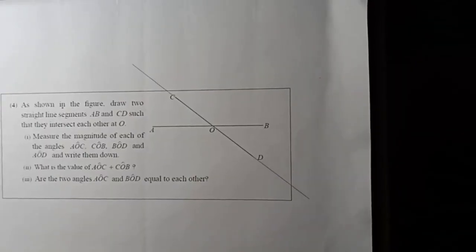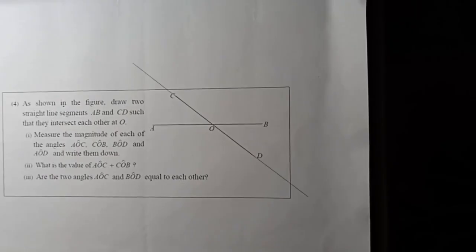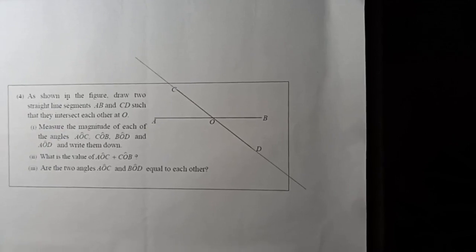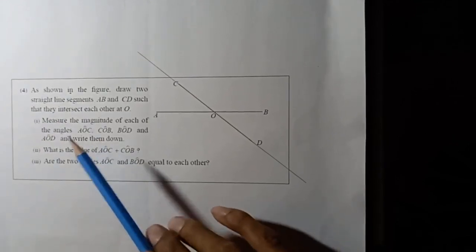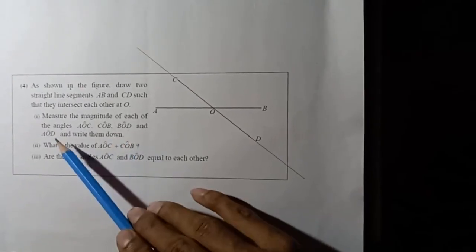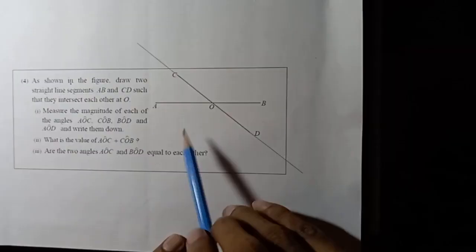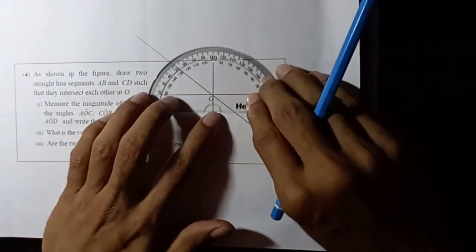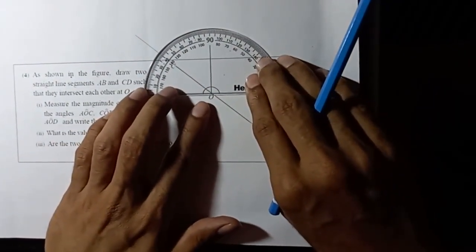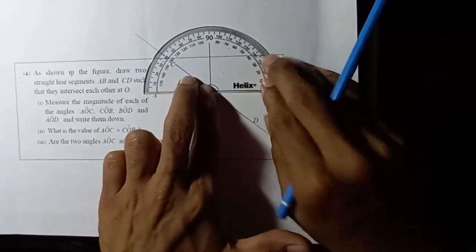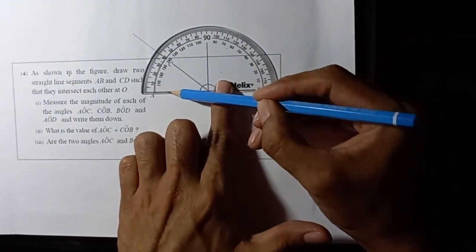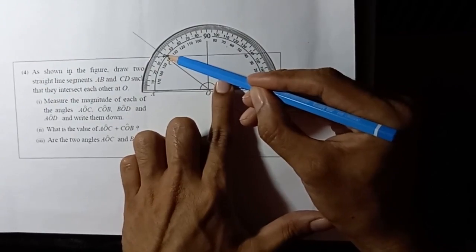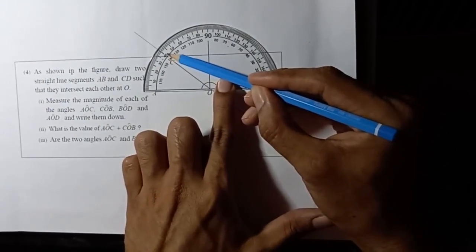Right, question number 4. So I hope that you have gone through the question. So in question number 4, we have 3 parts. First part, they are asking us to measure some angles. So the angles are AOC, COB, BOD, and AOD. Right, so first of all, we will measure the angle AOC, right? So I will be placing the protractor correctly on the diagram and on the point O, right? So when we measure AOC, right, you can clearly see the magnitude is what? 40 degrees. So AOC is 40 degrees, right?